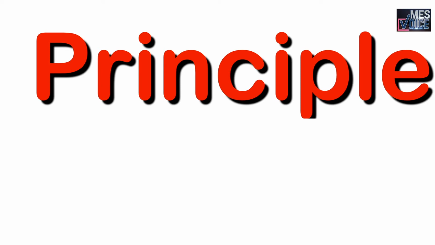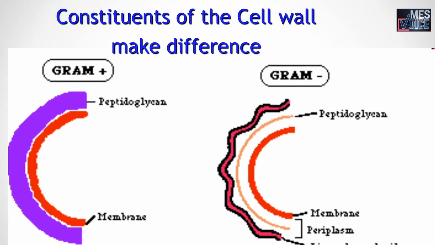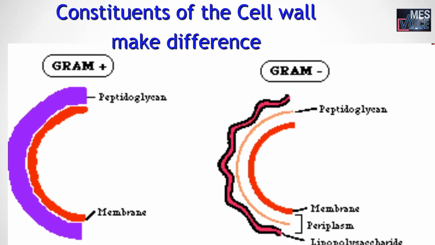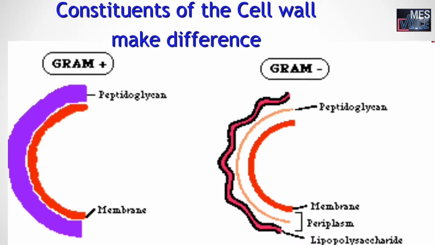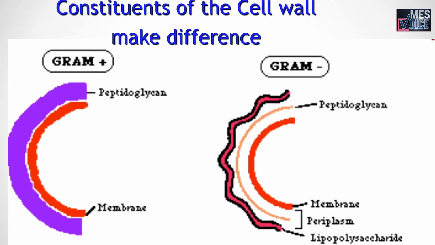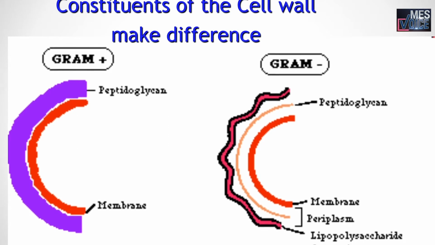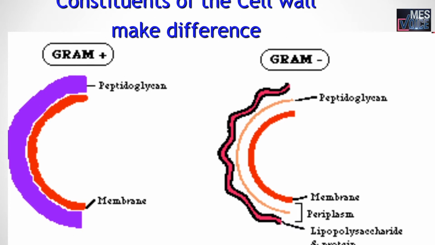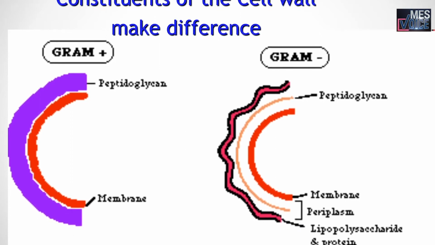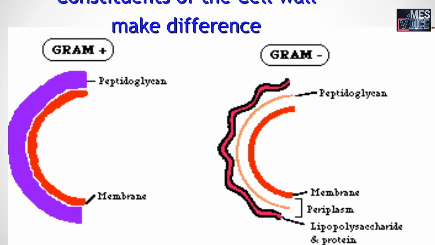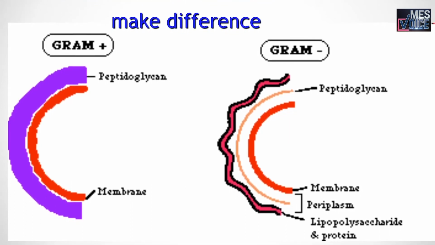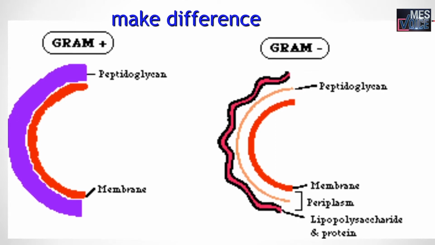Next, we can discuss the principle behind gram staining. This differential staining procedure differentiates most bacteria into two groups on the basis of cell wall constituents. Gram-positive bacteria are those that retain the purple or crystal violet dye when subjected to the gram staining procedure. Such bacteria contain several layers of peptidoglycan.